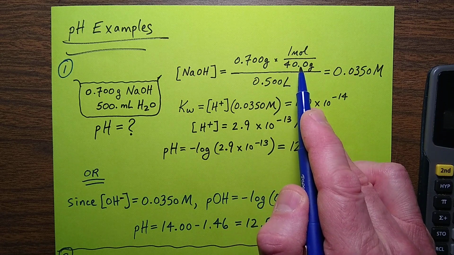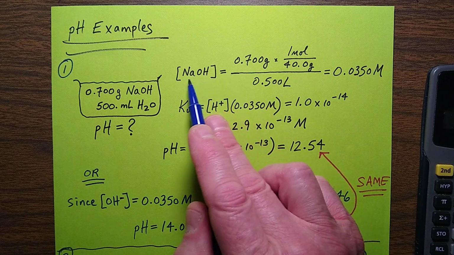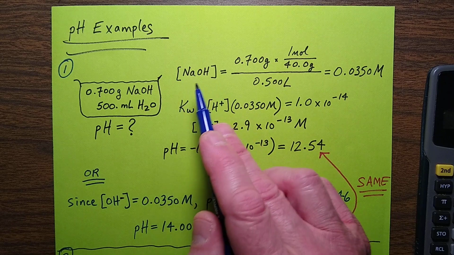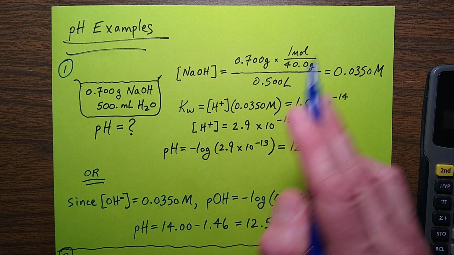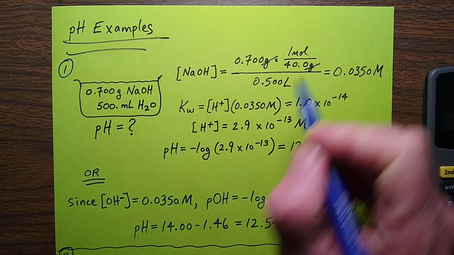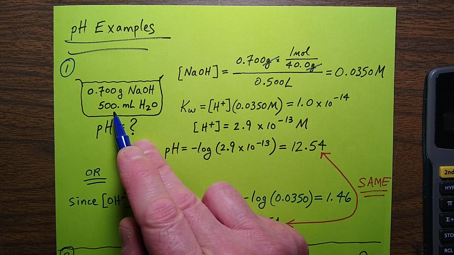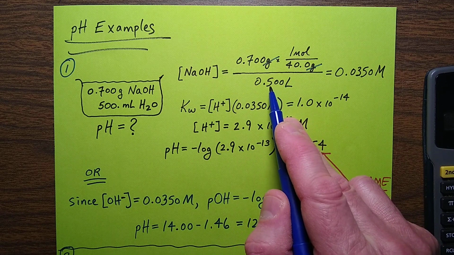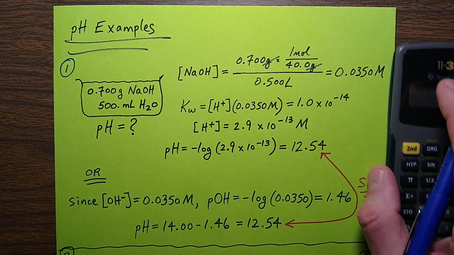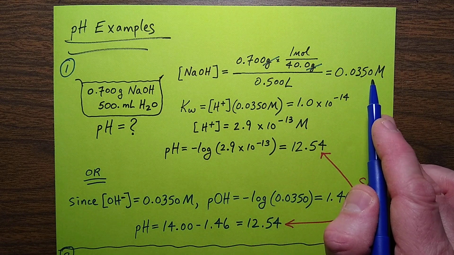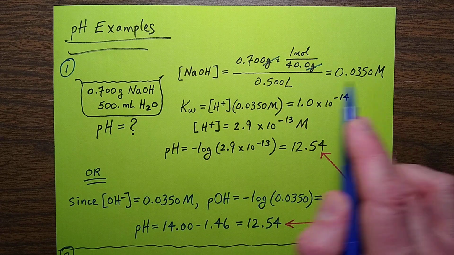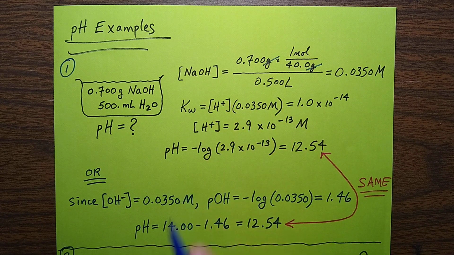0.700 times 1 over 40 gives me a number, but the square brackets mean moles per liter. So this is moles, with grams on top canceling grams on the bottom, divided by volume. The volume is 500 milliliters, which is exactly 0.500 liters. When I do that, I get 0.0350 moles per liter. That's the hydroxide ion concentration. So how do I get the pH from that?